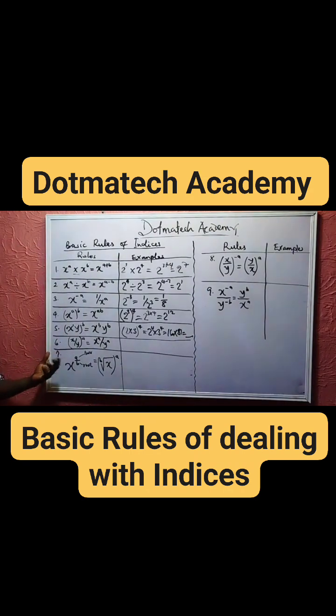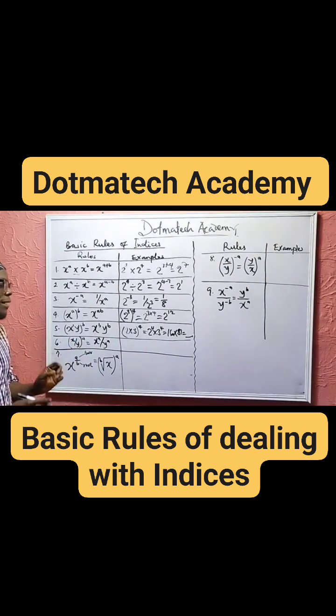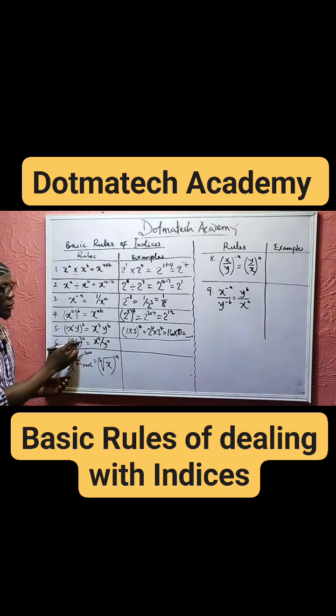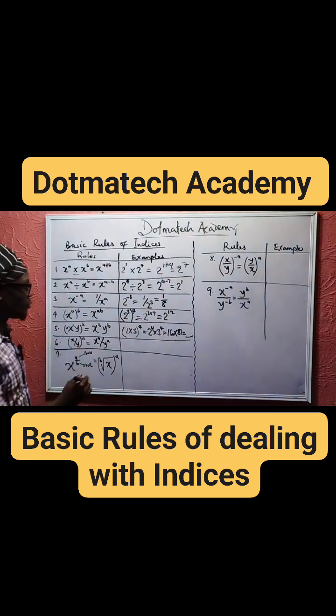The next rule is when you have x over y all raised to power of a. To remove the bracket, the power has to go to each of them. You give the power to the numerator, and you also give the power to the denominator. What is this one saying?